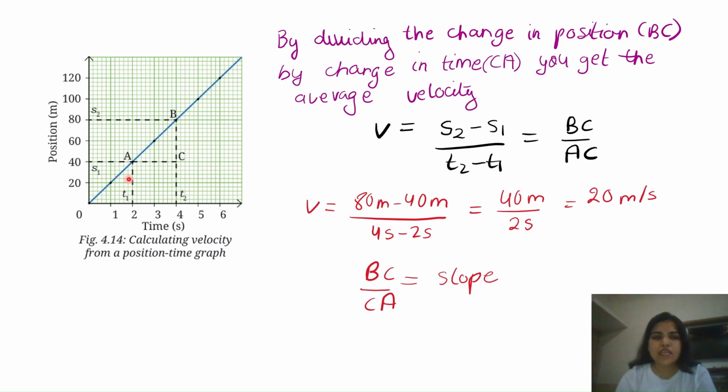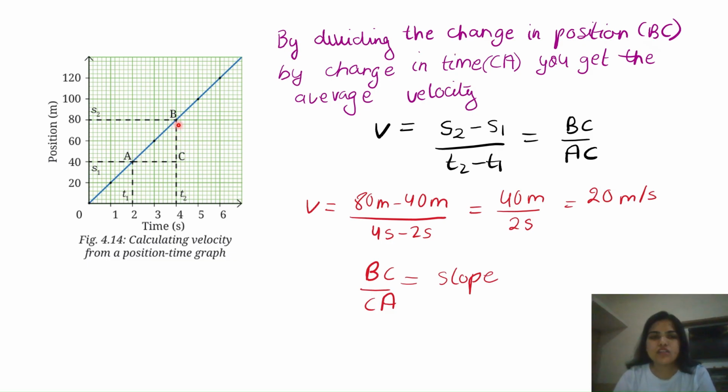consider a part, say AB, of the graph. From A, draw a line parallel to the x-axis and another line parallel to the y-axis. Repeat the same for B. Extend the horizontal line from A and a triangle ABC is formed. What do the sides BC and CA of the triangle represent?